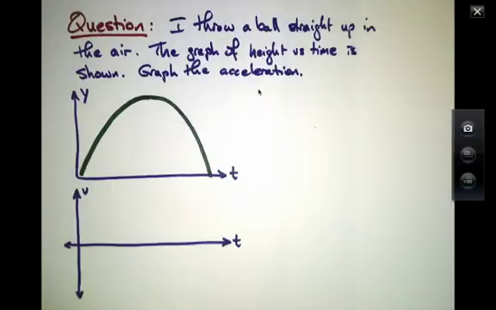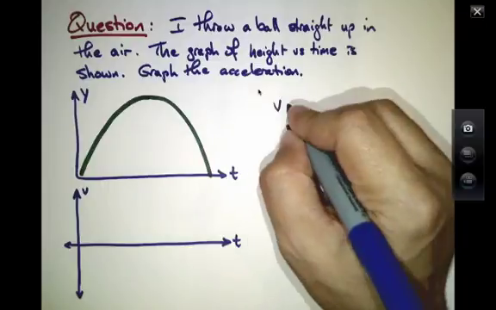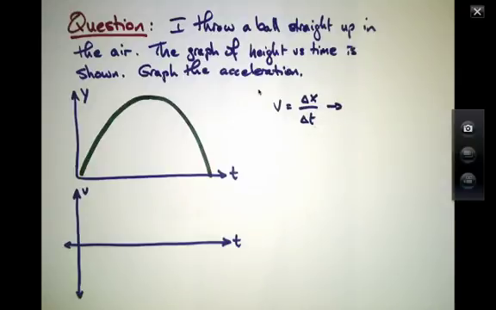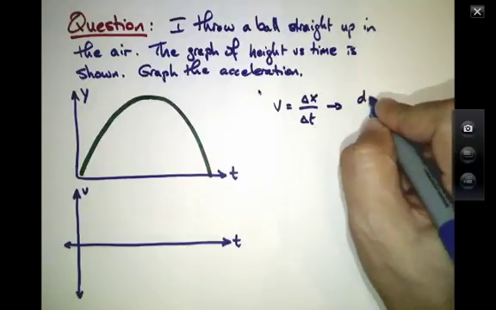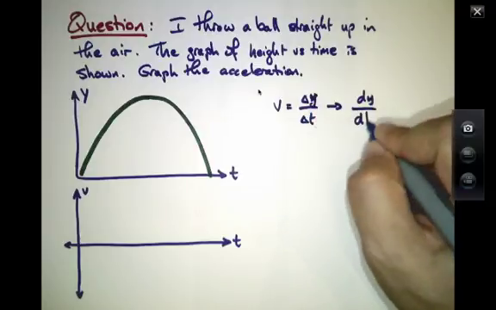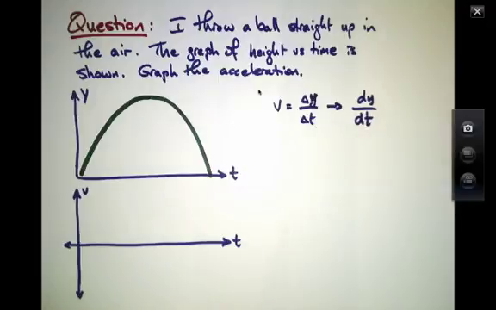Well, we don't have a graph of acceleration here, we have a graph only of position. But we know that acceleration is the change in velocity over time. So we first should look at velocity. Remember that velocity is a change in position over time, or at an instantaneous level is the derivative of position with respect to time. And the derivative is signified graphically by the slope of a tangent line to this graph. So let's draw some tangent lines.